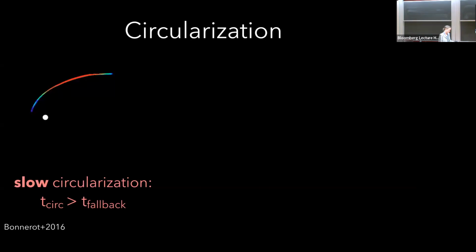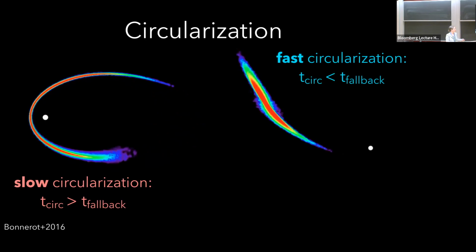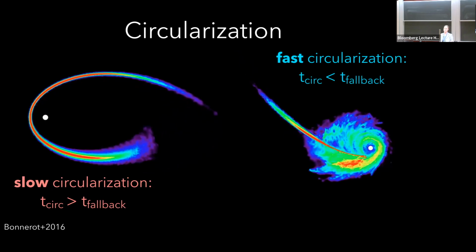I'm going to show some simulations from Clément Bonnerot, who's done a lot of work analyzing this and talking about the circularization process. So debris streams collide and circularize, and then most of the luminosity is going to be produced close to the black hole's radius. How quickly and how efficiently these debris streams can lose energy and form a disk really informs where the luminosity is coming from. This is an example of slow circularization, where the debris streams don't collide very quickly and don't emit much energy quickly. And over here we have fast circularization, where the circularization timescale is less than the fallback timescale. In this case, you'd expect very prompt emission.